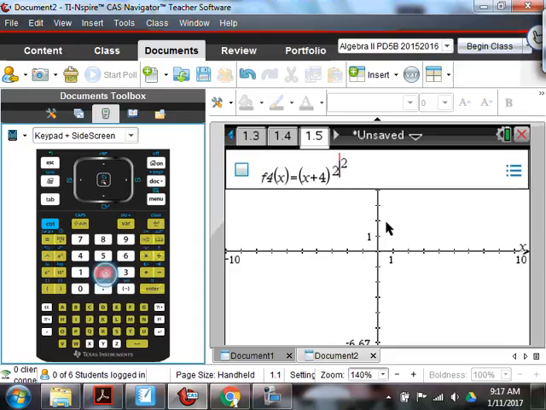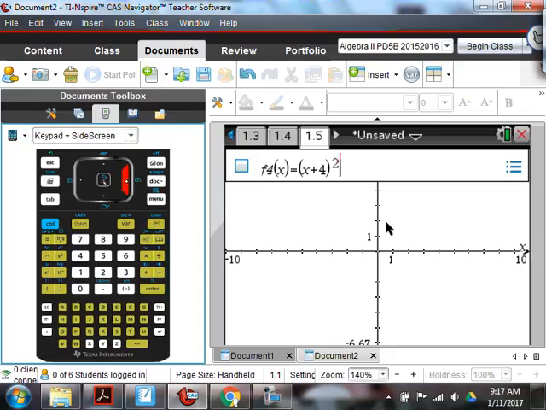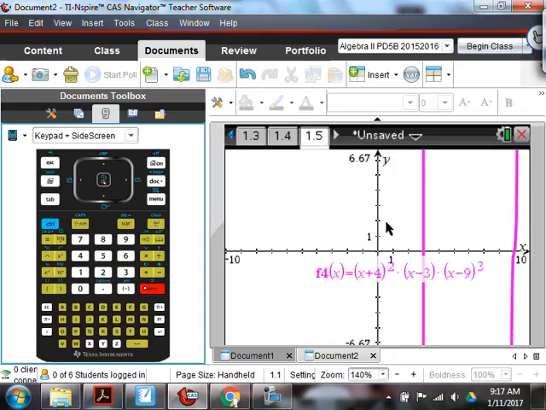I said that quantity squared, not squared squared. Times the quantity x minus 3 times the quantity x minus 9, the quantity cubed. And we'll graph it.